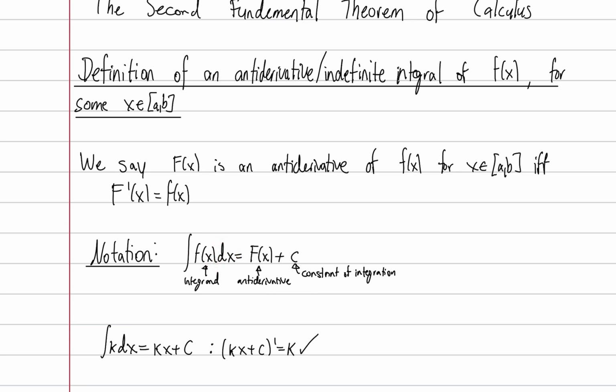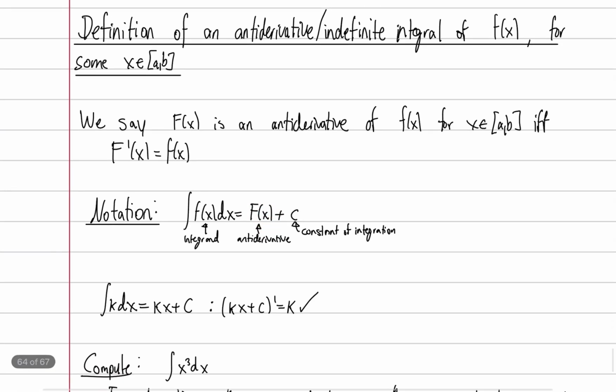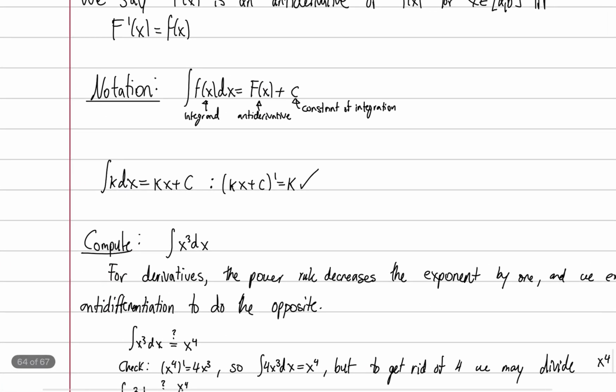And the antiderivative is our answer plus some constant of integration because if we take the derivative, we get f, but the derivative of a constant is 0. So if you add a constant, you don't change the derivative, right? You have to take that into consideration.